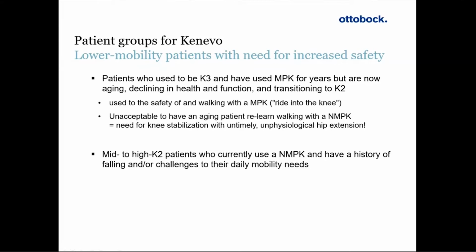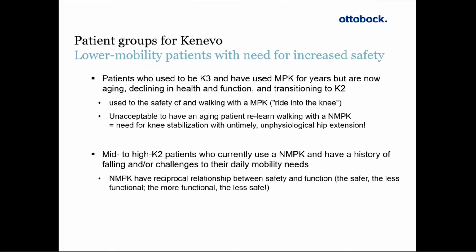The second patient group that is a candidate for Kenevo are mid to high K2 patients who currently use a non-microprocessor knee, usually a polycentric knee or weight-activated brake knee, and have a history of falling and/or challenges to their daily mobility needs. What we have to keep in mind is that non-microprocessor knees usually have a reciprocal relationship between safety and function. The safer a knee is, the less function it supports, and vice versa. The more functional a knee is, the less safe it is.